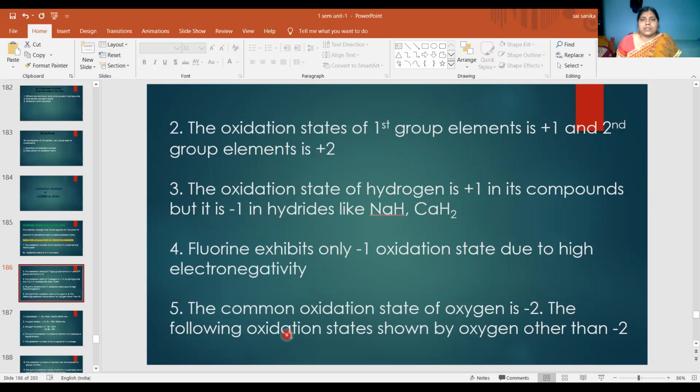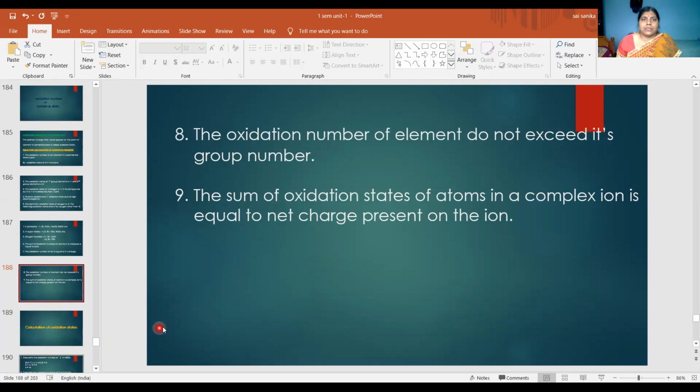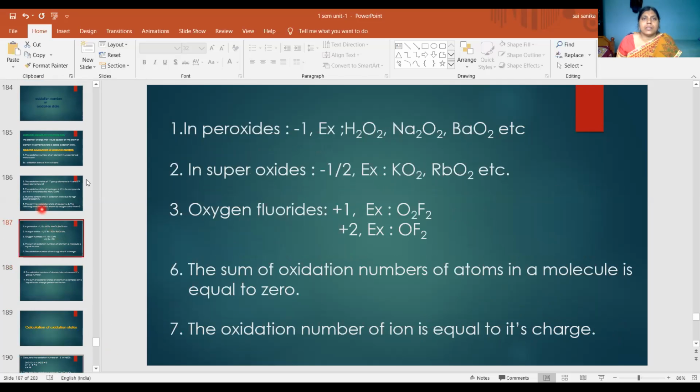The following oxidation states are shown by oxygen other than -2. So the oxygen atom also shows some more oxidation states other than -2. We will see here. In peroxides, a different oxidation state. In superoxides, different oxidation states. In oxygen fluorides, different oxidation states. So in peroxides, like hydrogen peroxide and sodium peroxide, what oxidation state?